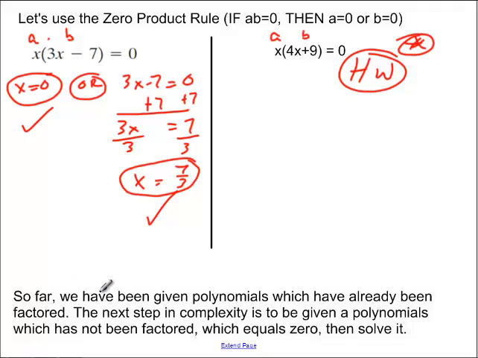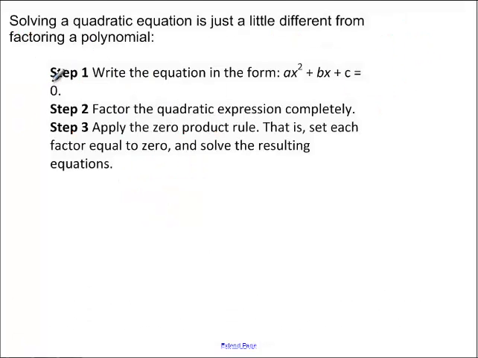All right. So far we've been given polynomials over here that have been already factored, but the next step is to make things just a little bit more complicated. And what we have to do is make sure that one side is equal to 0. So here's the steps for solving a quadratic equation.